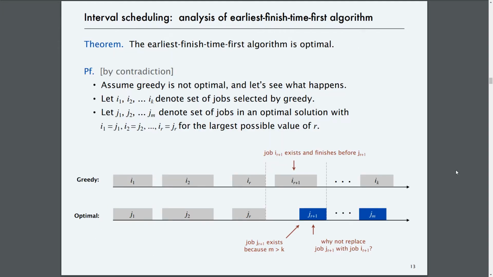Let's analyze why this is optimal. We'll be using contradiction here. So let's assume that the greedy algorithm does not produce an optimal result. We'll look at the result provided by the greedy algorithm, which is represented by the sequence of i's. And then we'll have j's representing the optimal solution.